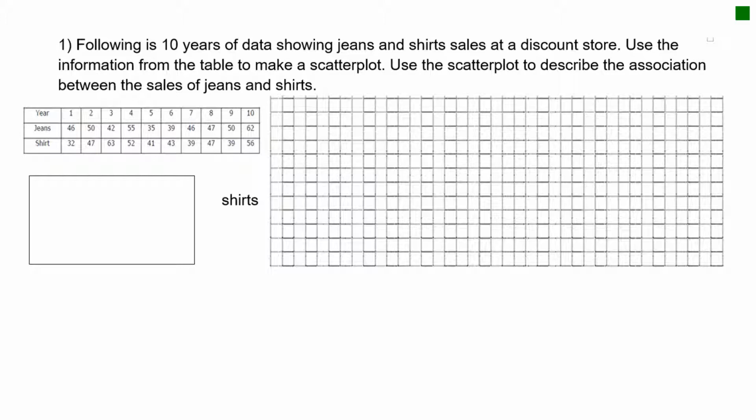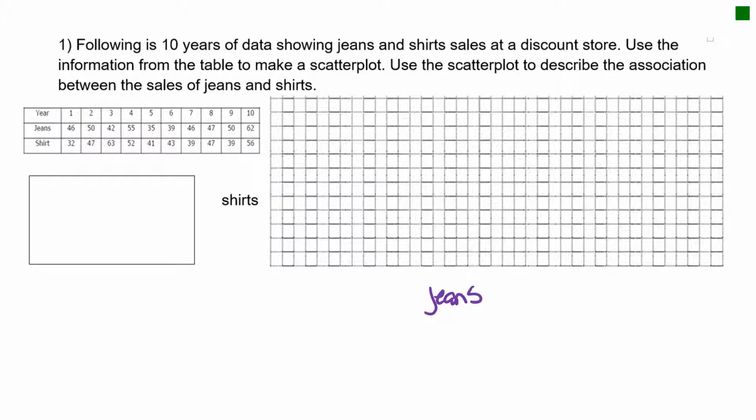So we have got this little information here. Following is 10 years of data showing jeans and shirt sales at a discount store. Use the information from the table to make a scatter plot. Use a scatter plot to describe the association between the sale of the jeans and the shirts. So we're going to let what we usually call the y-axis be the shirts, and what we usually call the x-axis be the jeans.